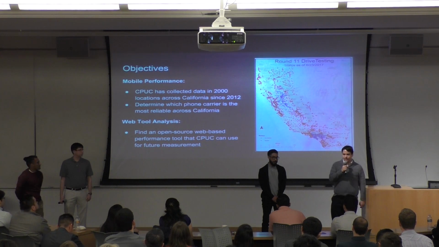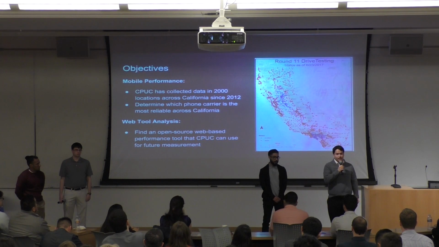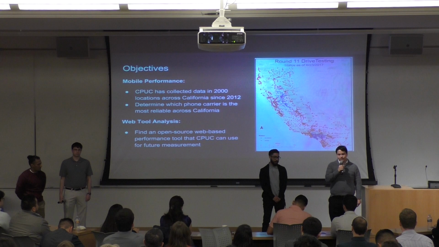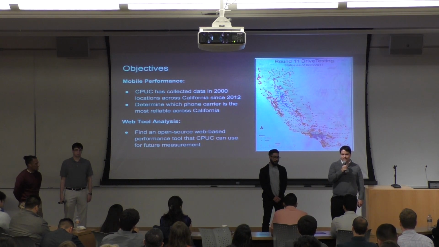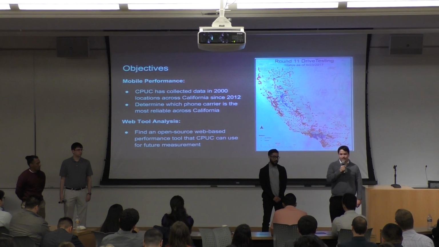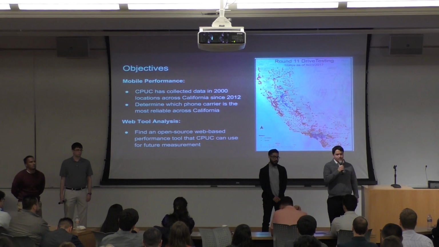So for our project, we created visualizations of this data and also looked at how the 4 major carriers rank in performance. For the second part of our project, the CPUC has a desktop application called CalSpeed, which gets data for them, but it cannot be installed on secure computers, which limits their user base. To address this, we researched open source web-based tools that can be used on any computer with the ultimate goal of recommending to the CPUC the ones we found to be the best.